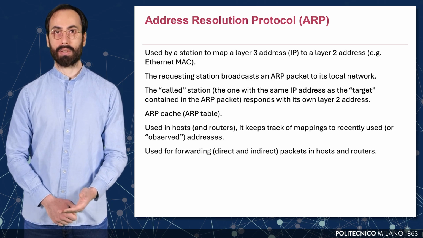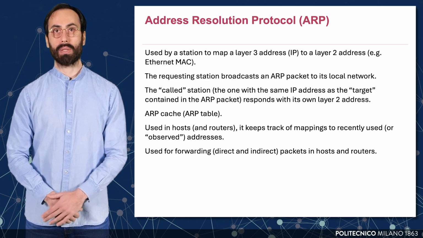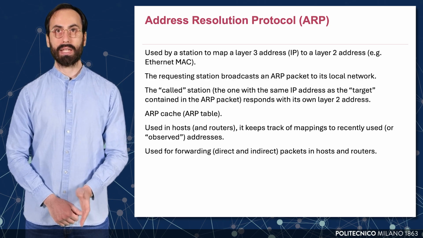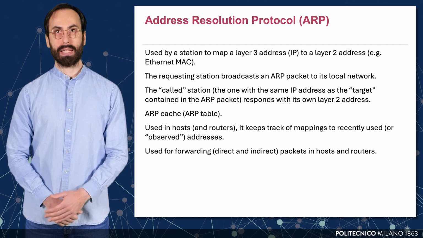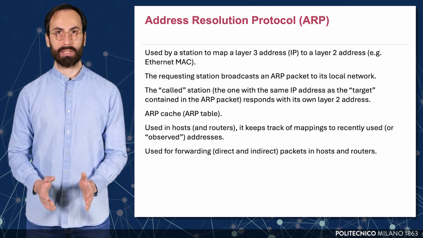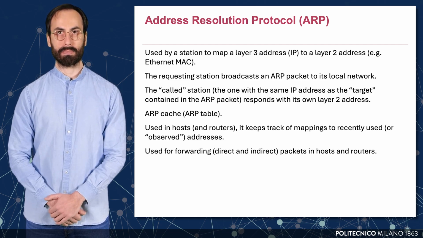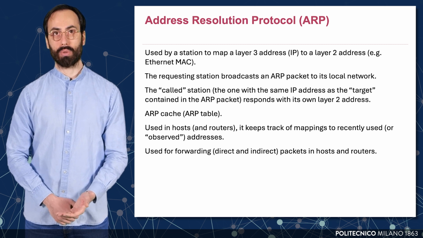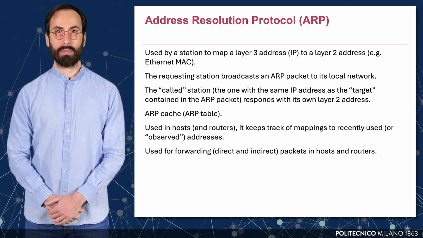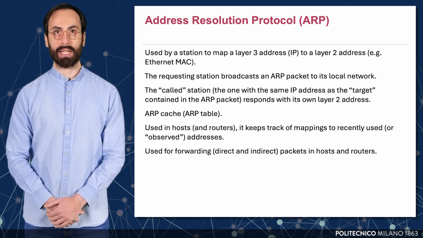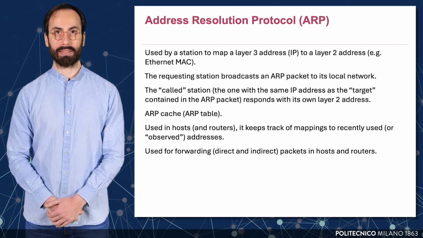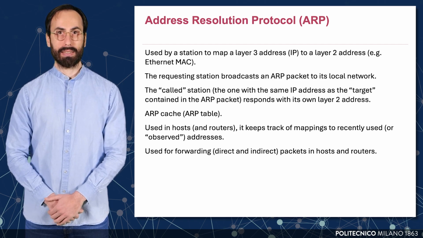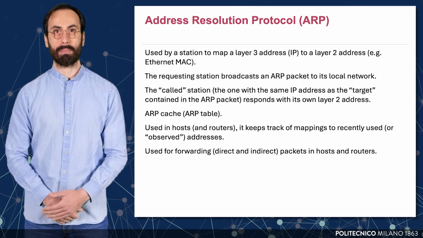If not, it broadcasts an ARP request over the local network. The station with the matching IP address, the target, responds with its MAC address. That response is stored in the ARP cache, or ARP table, so future packets to the same destination can skip the broadcast step. This mechanism is used by both hosts and routers, and it supports both direct forwarding when the destination is on the same local network and indirect forwarding when the next hop is a gateway. ARP operates entirely within the local subnet and plays a key role in the low-level operation of IP-based communication.